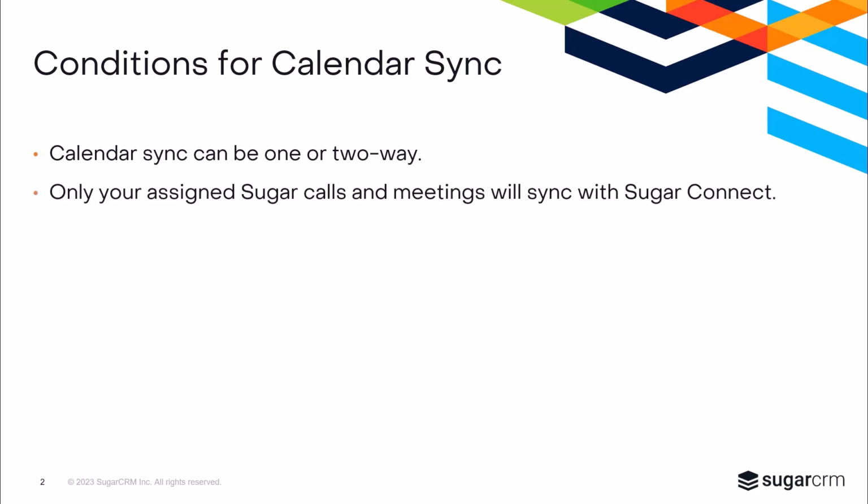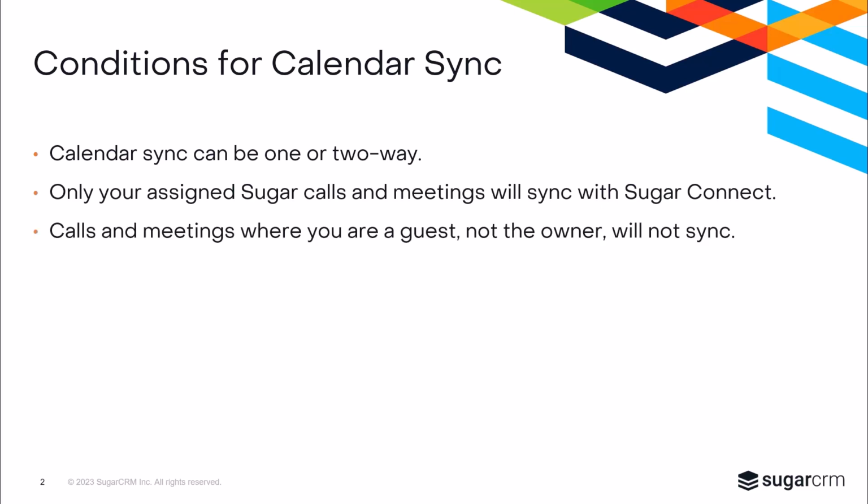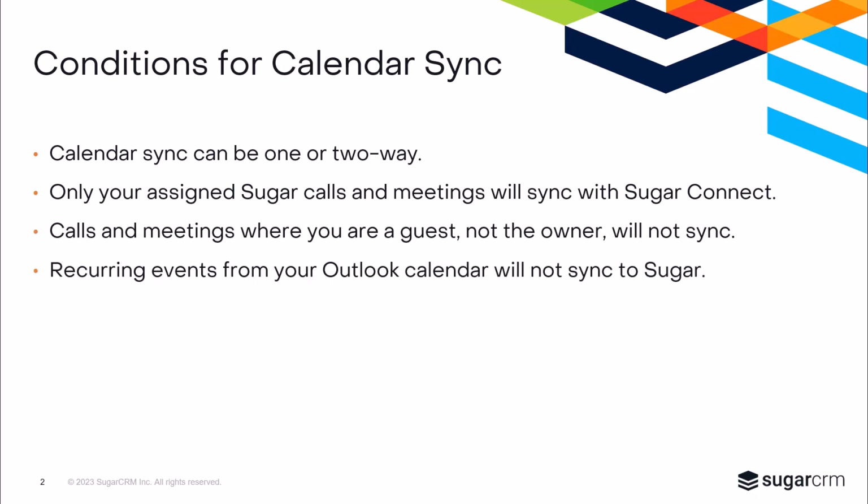Only the calls and meetings that are assigned to you in Sugar will be synced to your external calendar. Sugar calls and meetings for which you are a guest, but not the assigned user, are not going to sync to your external calendar. Recurring events that were created or accepted in your external calendar will not sync to Sugar.